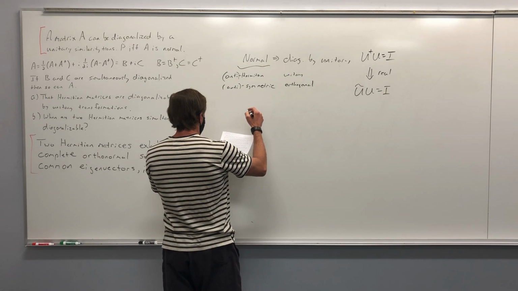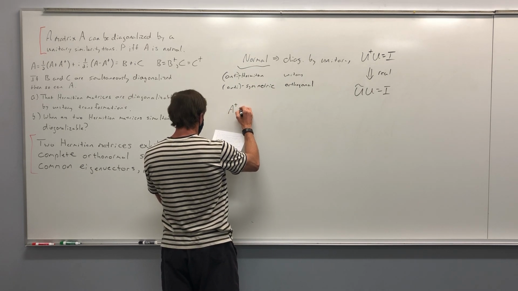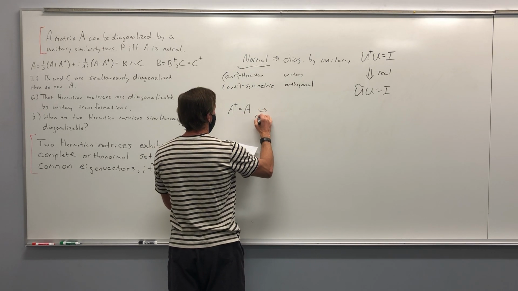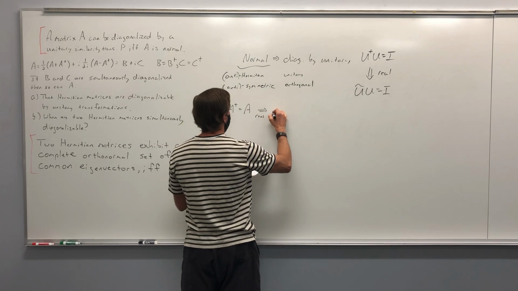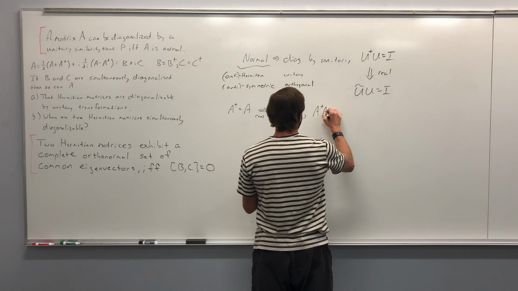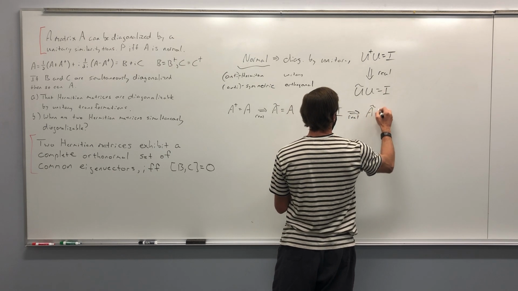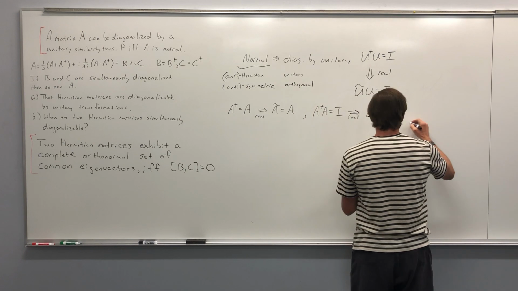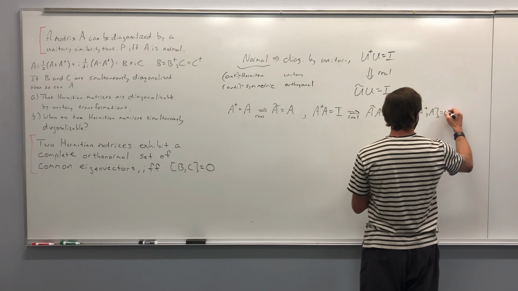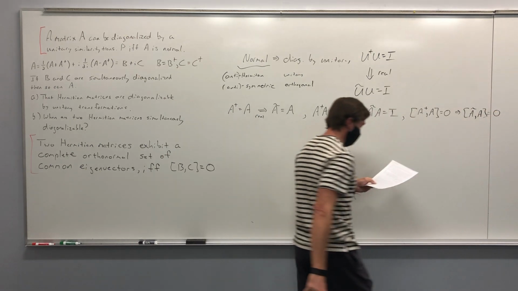So, let's see. If A dagger equals A is realified, then we have A twiddle equals A. We have A dagger A equals I. Realified goes to A twiddle A equals I. And then if A dagger A equals 0, that goes to A twiddle A equals 0 as well. Okay?